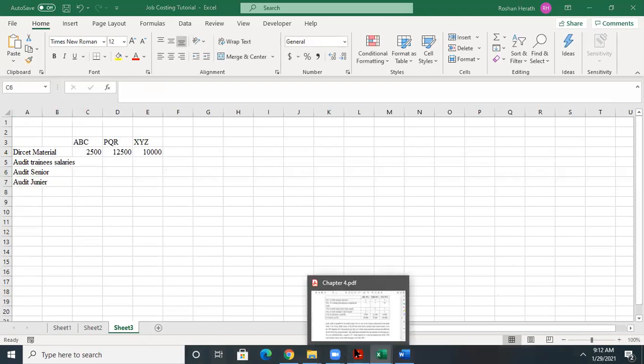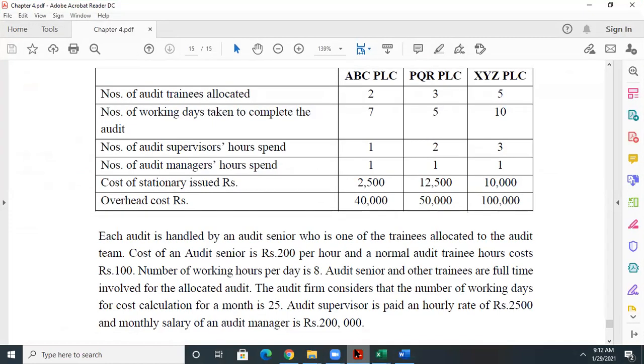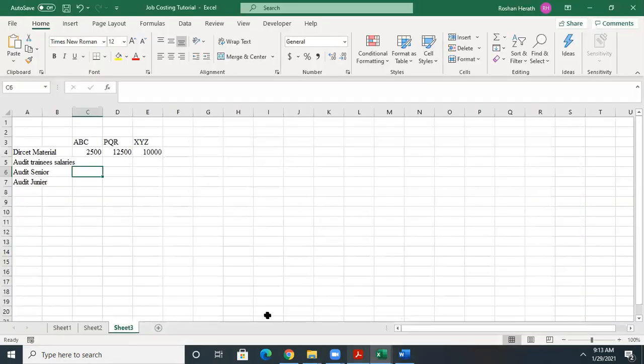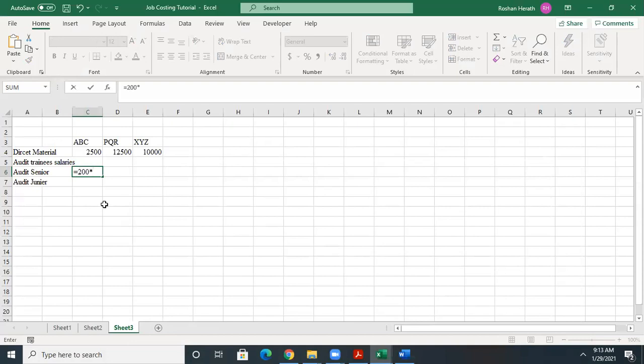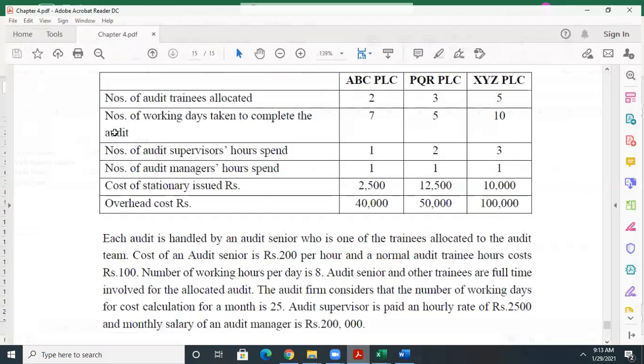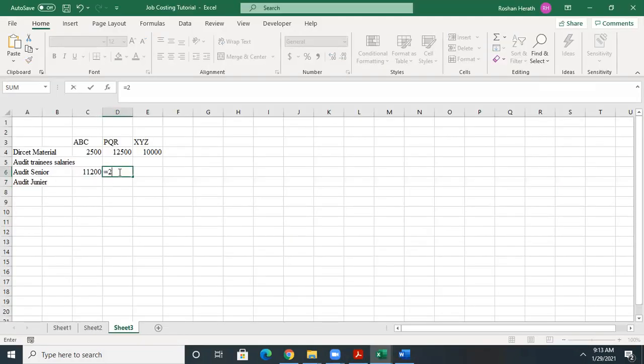Okay. So when it comes to the audit supervisors, it says that the rate is 200 per hour, and the number of working hours per day is 8. For the first task, the number of working days is 7, right? So it's going to be 200 into 8 into 7. 200 is the hourly rate, and the number of hours is 7 working days into 8, 56 hours, and the number of supervisors is only 1. For each job, there is 1 supervisor. So it is pretty much the same across, but the days are going to be different.